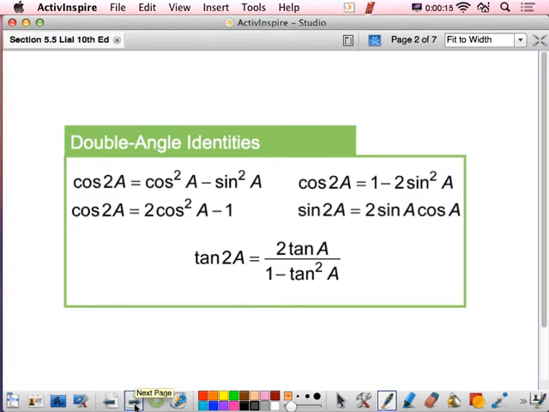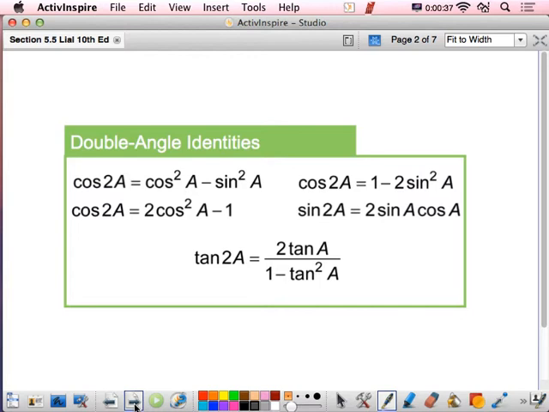Cosine of twice an angle equals cosine squared of the single angle minus sine squared of the single angle. It also equals 1 minus 2 times sine squared of the single angle, and it equals 2 times cosine squared of the single angle minus 1. So you want to memorize those. There are 3 different versions of it.